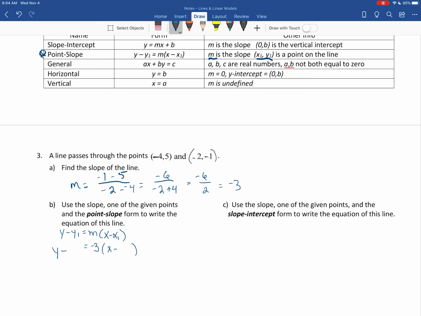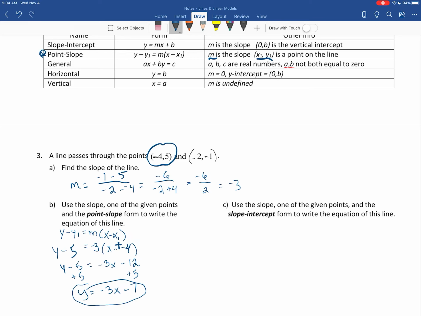I usually prefer, if I can avoid any negatives at all, to do that. So I'm going to pick this point just because it has one less negative to worry about. The x value there is -4, so I put that in, and the y value is 5, so I put that in. Again, I would not ever want to stop here. I would want to distribute. This turns into a plus. And then when I distribute, that would be -3 times +4, so -12. Then I would add the 5, and I would end up with y equals -3x minus 7 as my final equation.